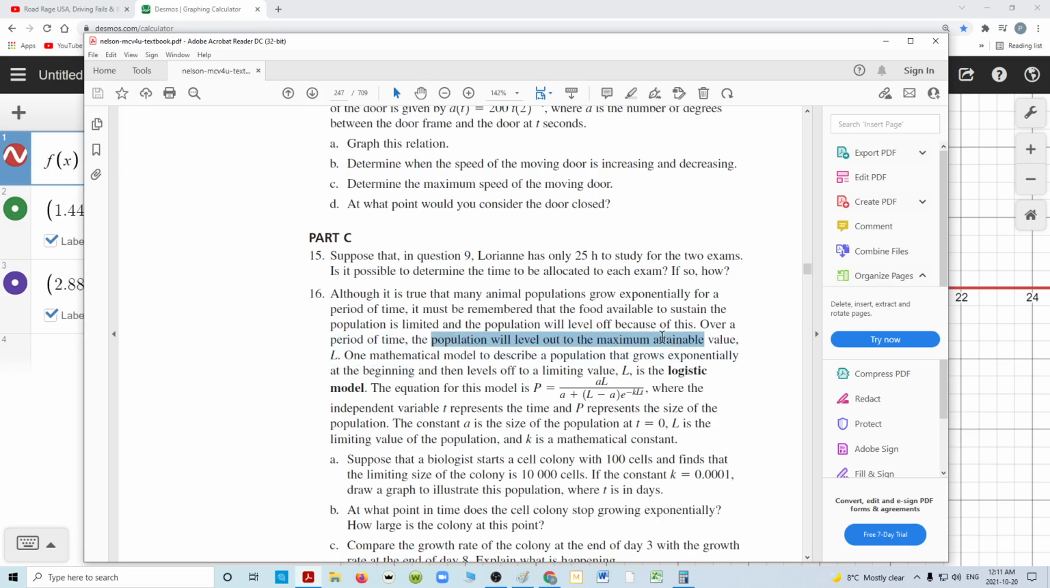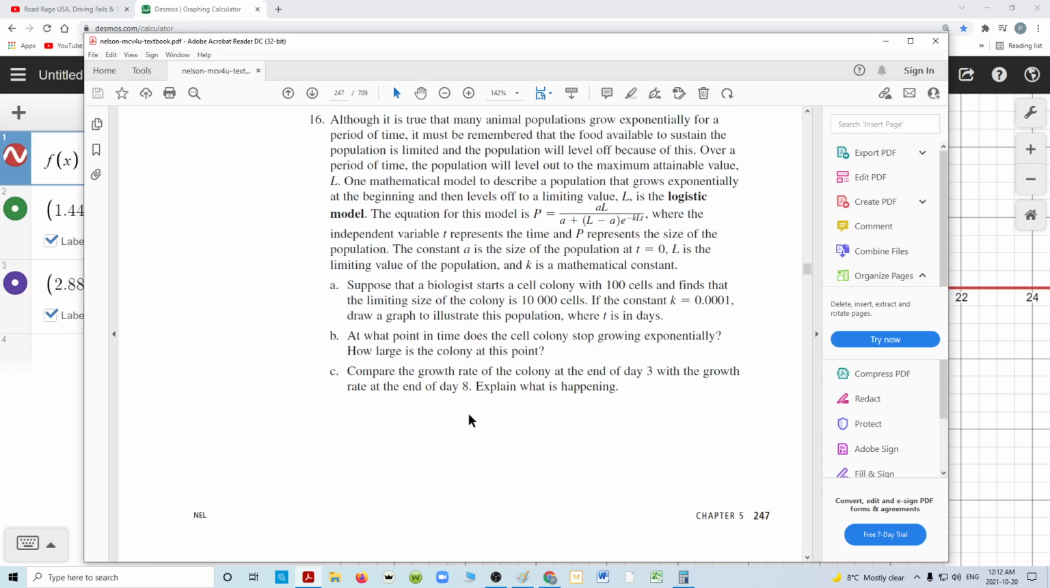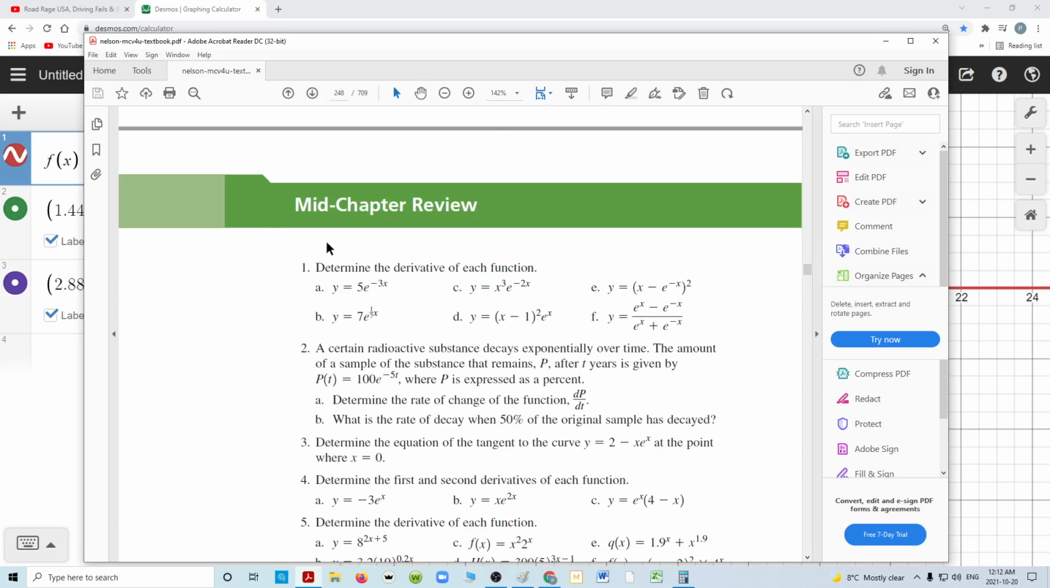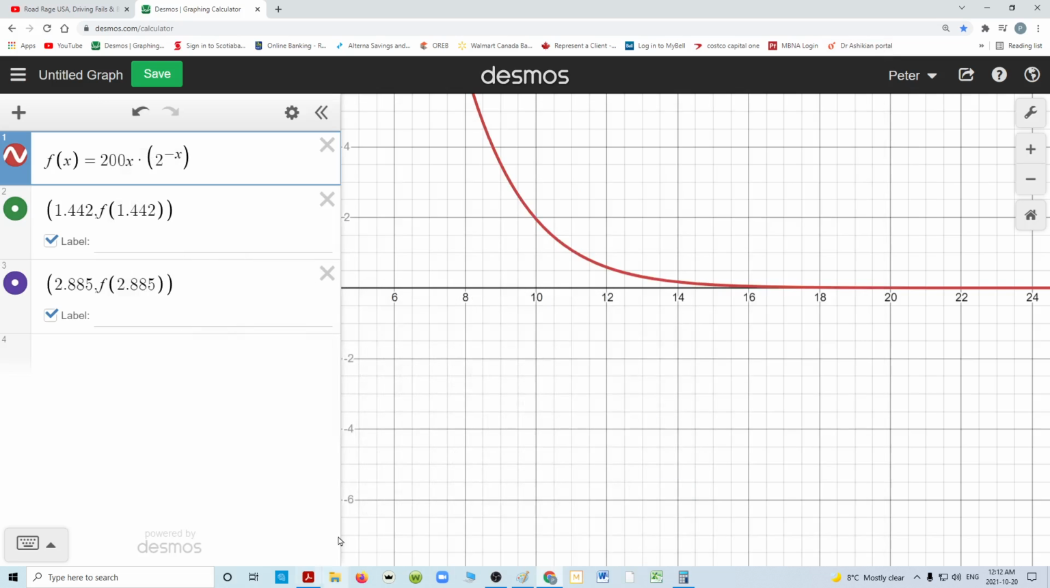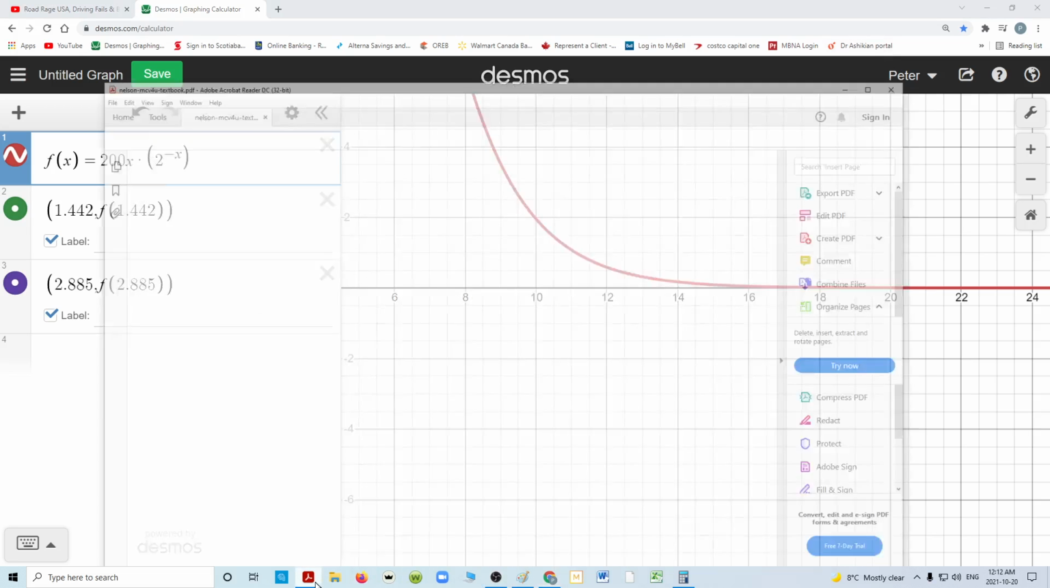So population will level out to a maximum attainable level called L. That becomes more important in university. Limiting value L. Oof. No thank you. I don't like the conceptual questions, but at university that will definitely take hold.